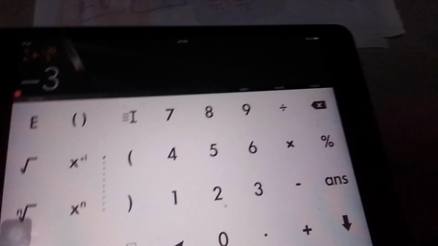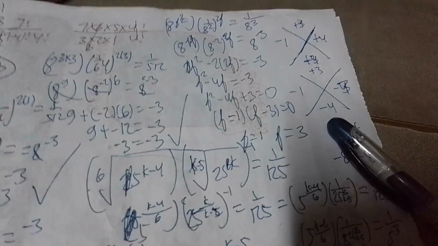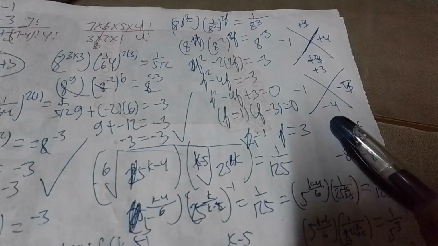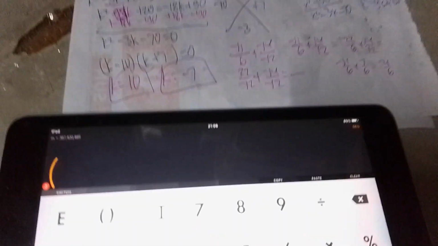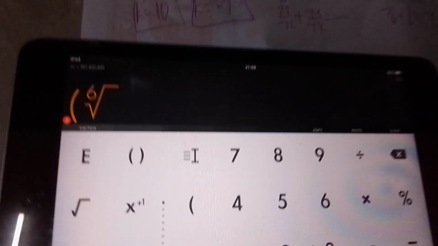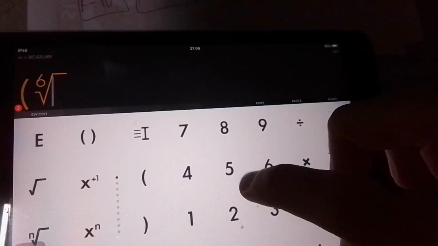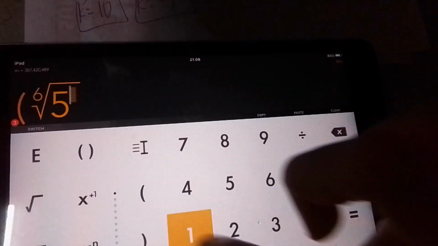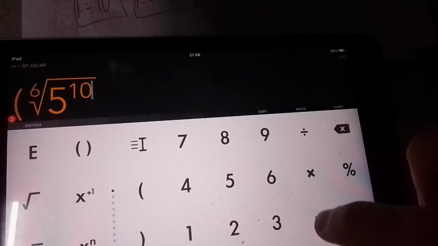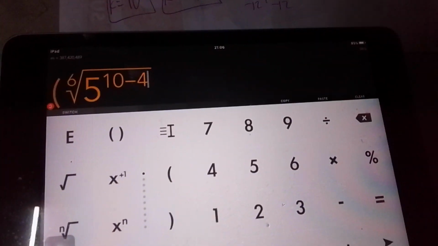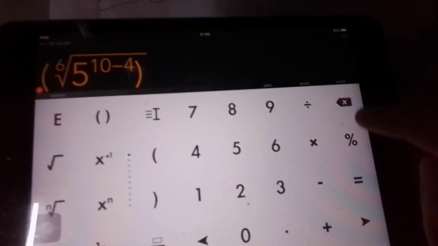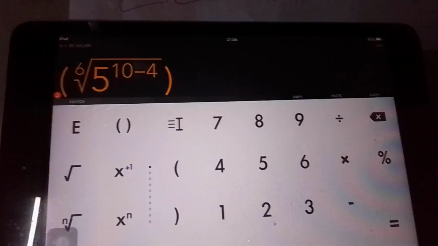Correct. Now, putting it back into our literal equation, let's see if we get the answer of 1 over 125. So clear this out. We put in the root. So the 6th root of this one, what is that? 5 raised to the k minus 4 power, which is 10 minus 4. We take the 6th root, so that evens out to 1. Remember, it's just 1, right?